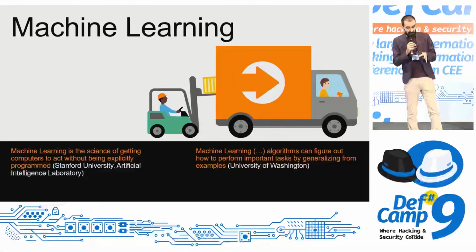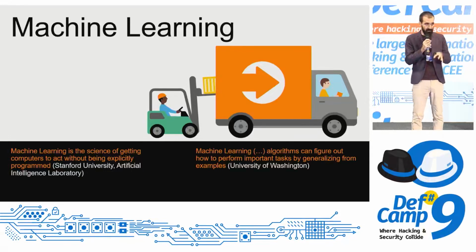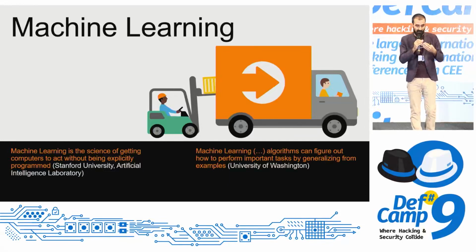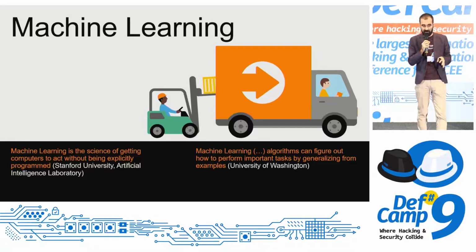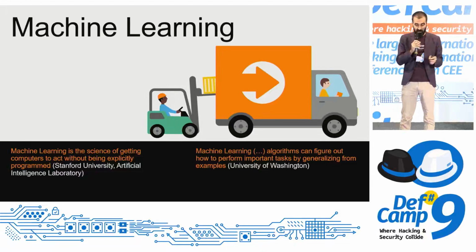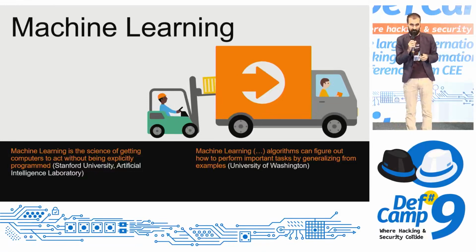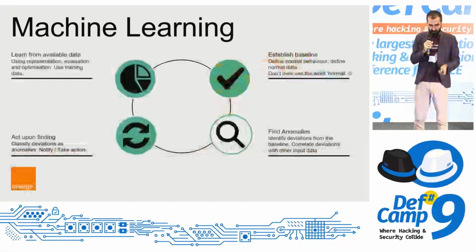Stanford University and the University of Washington have two definitions for machine learning. I personally like them because they are kind of complete. They run full circle. Stanford University says that machine learning is the science of getting computers to act without being explicitly programmed, while the University of Washington says that machine learning are algorithms that can figure out how to perform important tasks by generalizing from examples. These are the two definitions, and these are the two strong points that we are building our platform on, which we are going to preview in a sneak peek in the following slides.